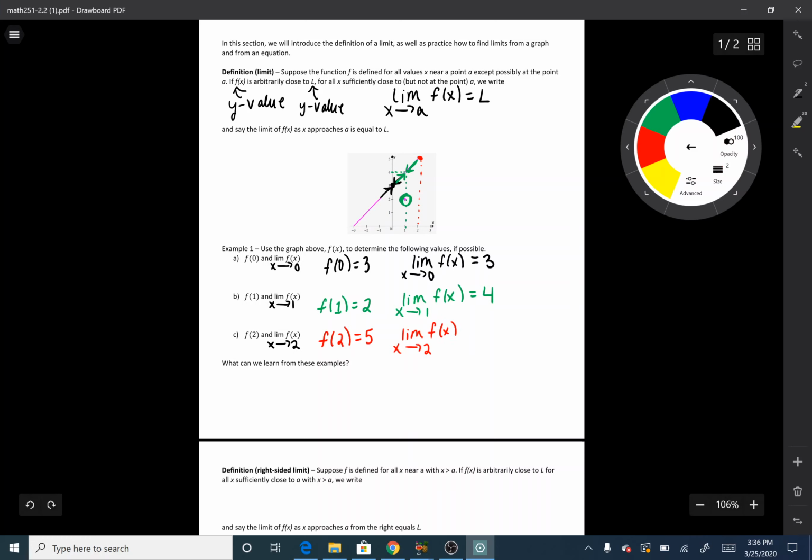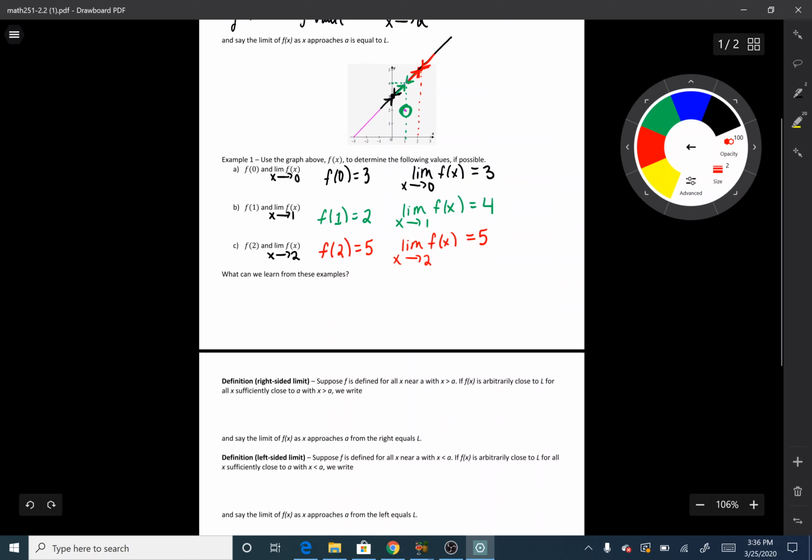Well, if I were to draw this line out, this line continues this way, then I can pretty easily see that if I were to approach this x value of 2 from the right, then the y value approaches 5. And if I approach the x value 2 from the left, that y value also approaches 5. So this is equal to 5.